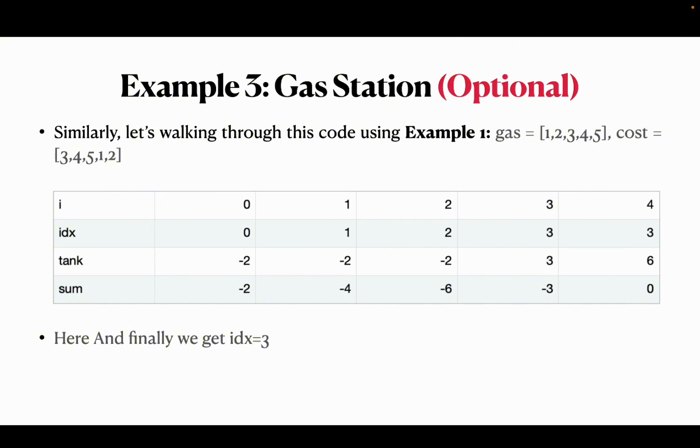Then we move i from 3 to 4. Since the tank is greater than 0, we don't need to update the index, so we keep the same index of 3, and update the current tank to 6 and the current sum to 0. Since sum is greater than or equal to 0, we have a valid solution, and we can simply return index 3 as our final answer.